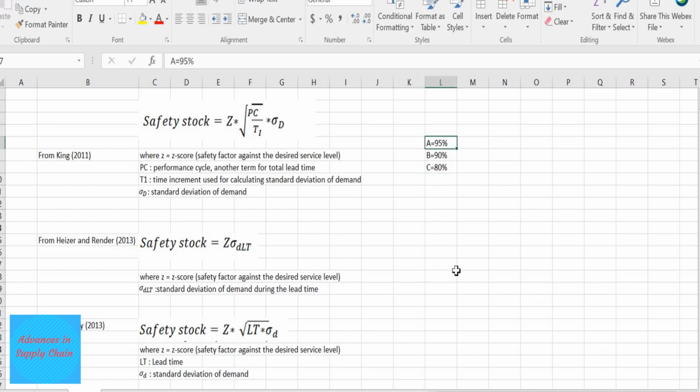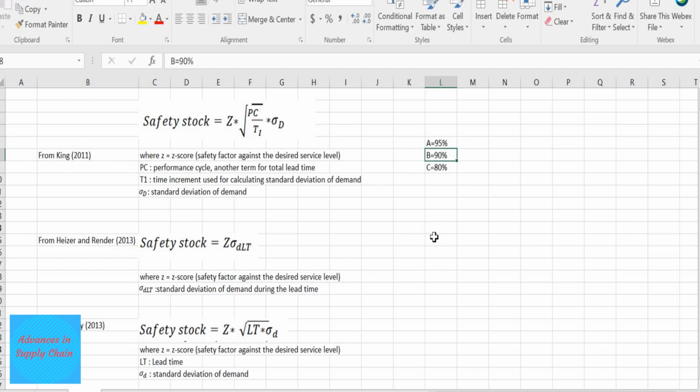For example, for a class A item, if I want to keep a 95% customer service level, meaning that 95% of the time I would want to make sure my inventory is available on class A items, I would set 95% on class A, and I would go into the normal table, Z table, and see what the Z score is against the 95% value. And I would use that Z score here and calculate the safety stock for all the class A inventory items.